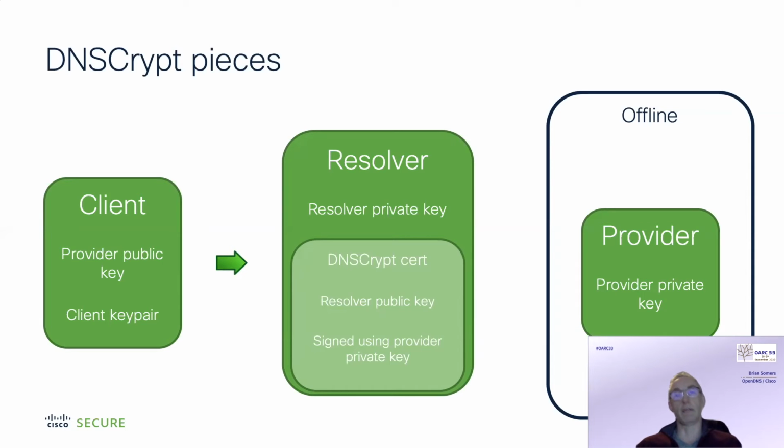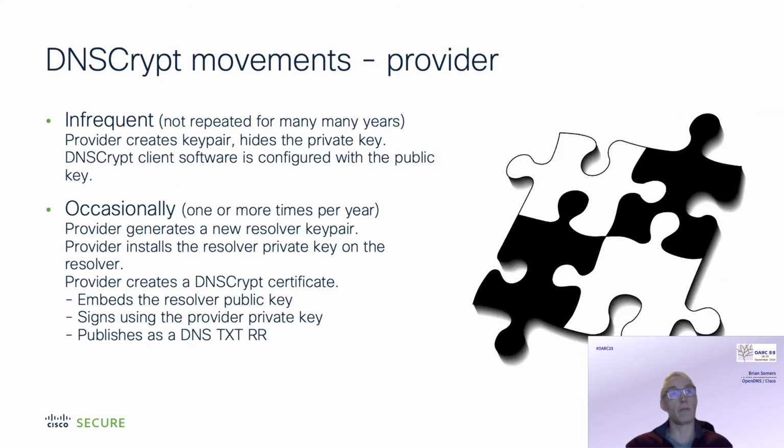The provider key is used for signing, and the other two keys are used for encryption, the client and the resolver. So the provider creates a provider key pair. He stores one half of it privately, and he distributes the public side to the client, and that client side will be used for authentication. So what are the moving pieces?